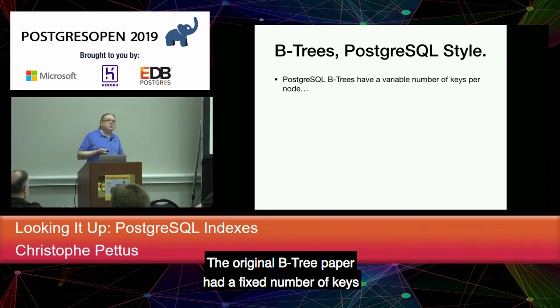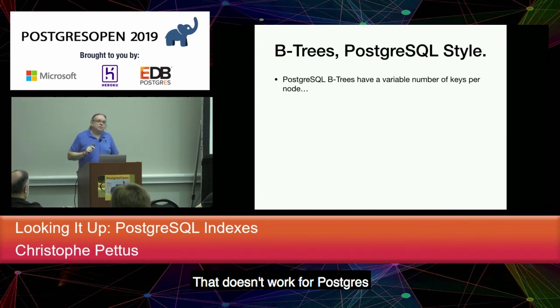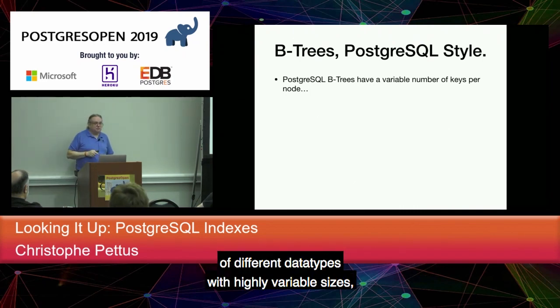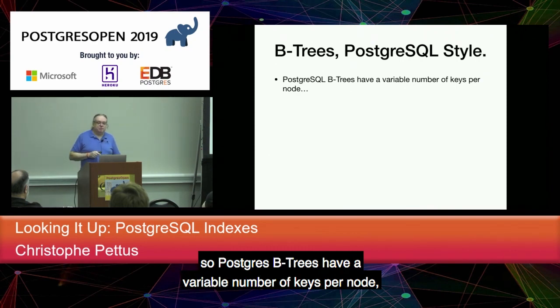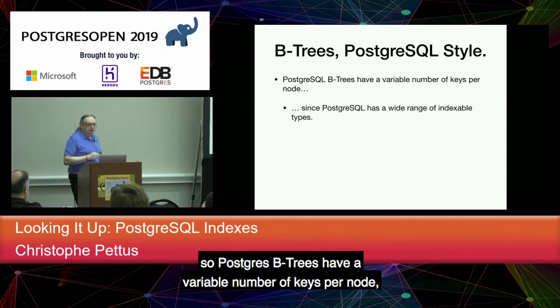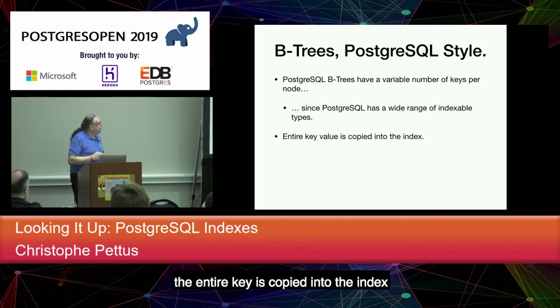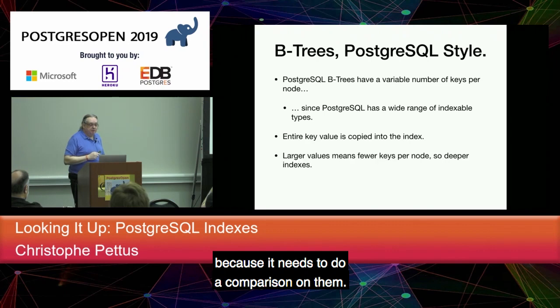The original B-tree paper had a fixed number of keys in each of the buckets. That doesn't work for Postgres because Postgres has lots and lots of different data types with highly variable sizes. So Postgres B-trees have a variable number of keys per node. And the entire index key is copied into the index because it needs to do a comparison on them.